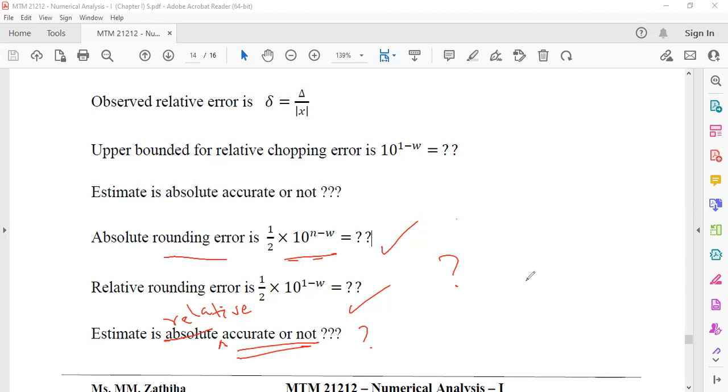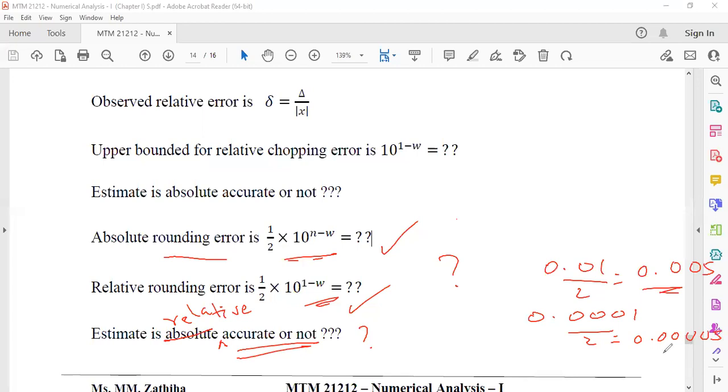So I think our absolute one 0.01, no? So divided by 2 will be 0.5 like that. Okay. So how about this one? We had 0.0001 something, no? Yes. So half of this will be 0.00005. Am I right? 4 zeros. Please answer me whether it is correct or not.